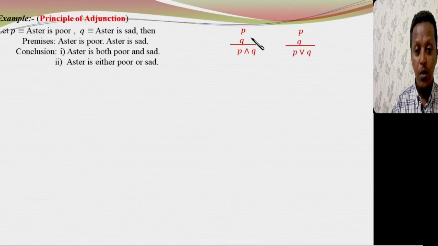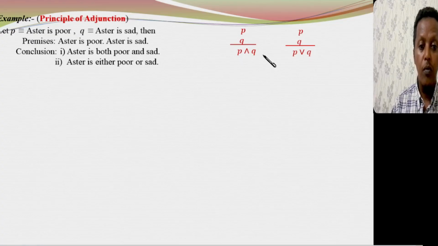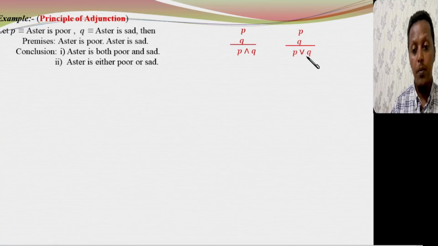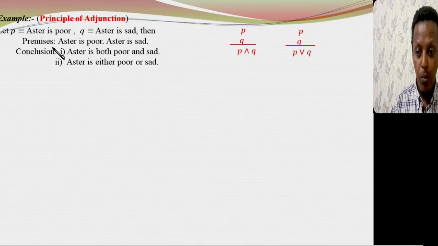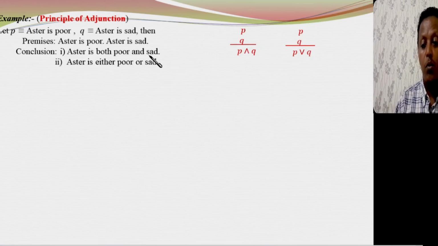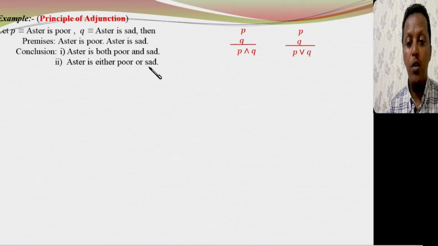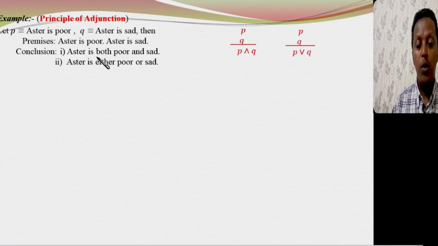If you look at the form, you are given what? Two premises: there is poor, there is what? Sad. So if we have these two premises, we can conclude P and Q. Because if P is true and Q is true, P and Q will be what? True. At the same time, P or Q will be what? True. So by looking at the form, such an argument having the premises there is poor, there is sad, and the conclusion there is both poor and sad, is a valid argument. Even if the conclusion is there is either poor or sad, the argument will be what? Valid argument by the principle of conjunction.